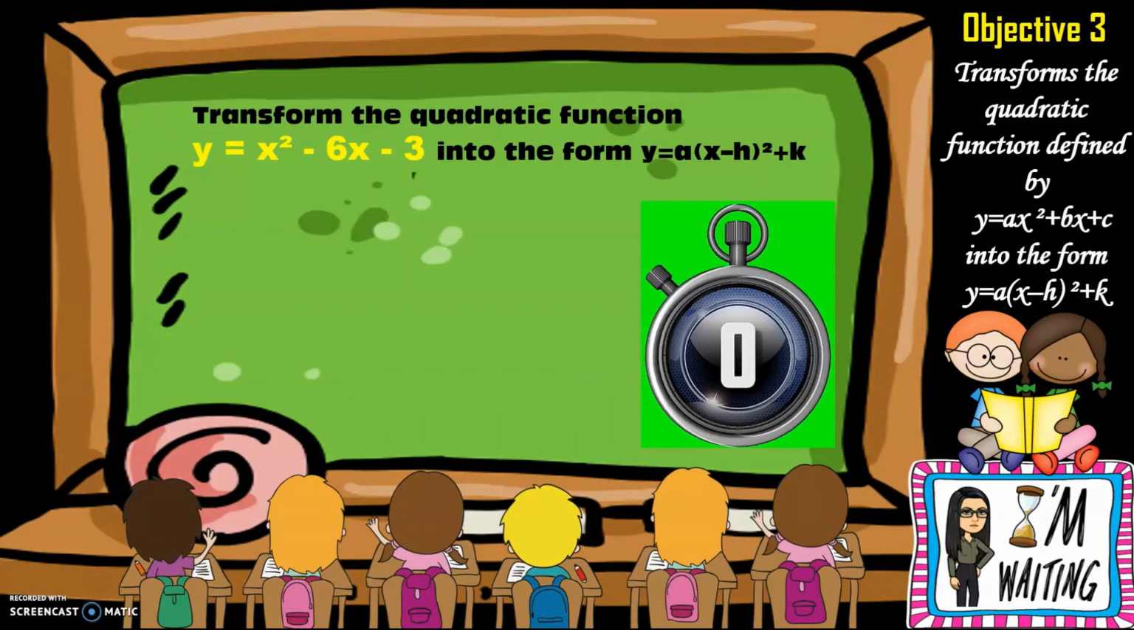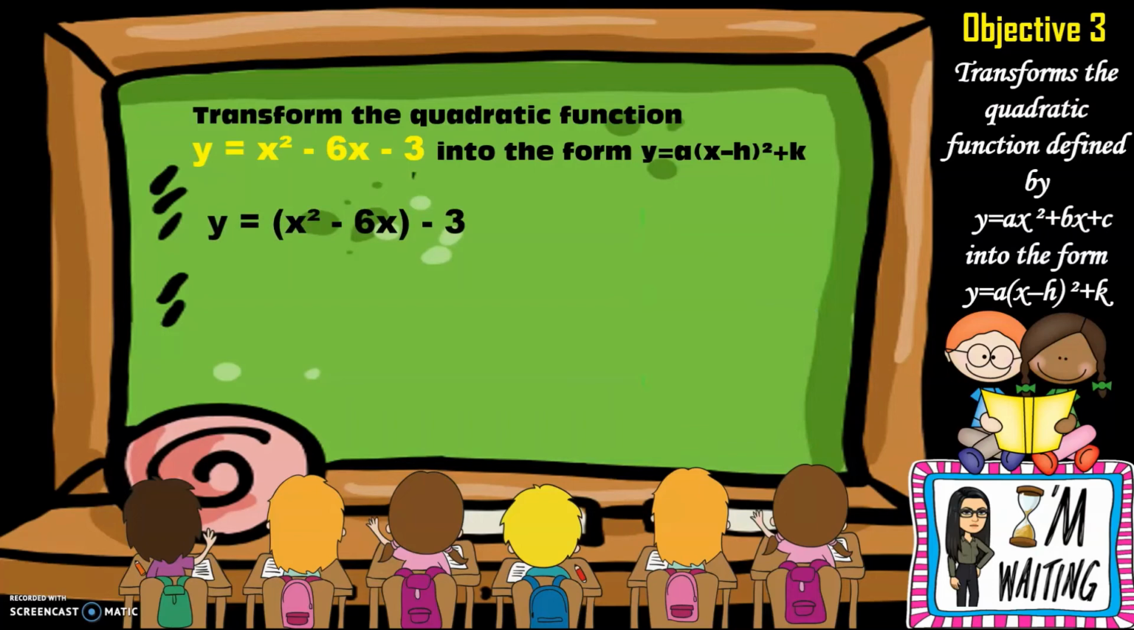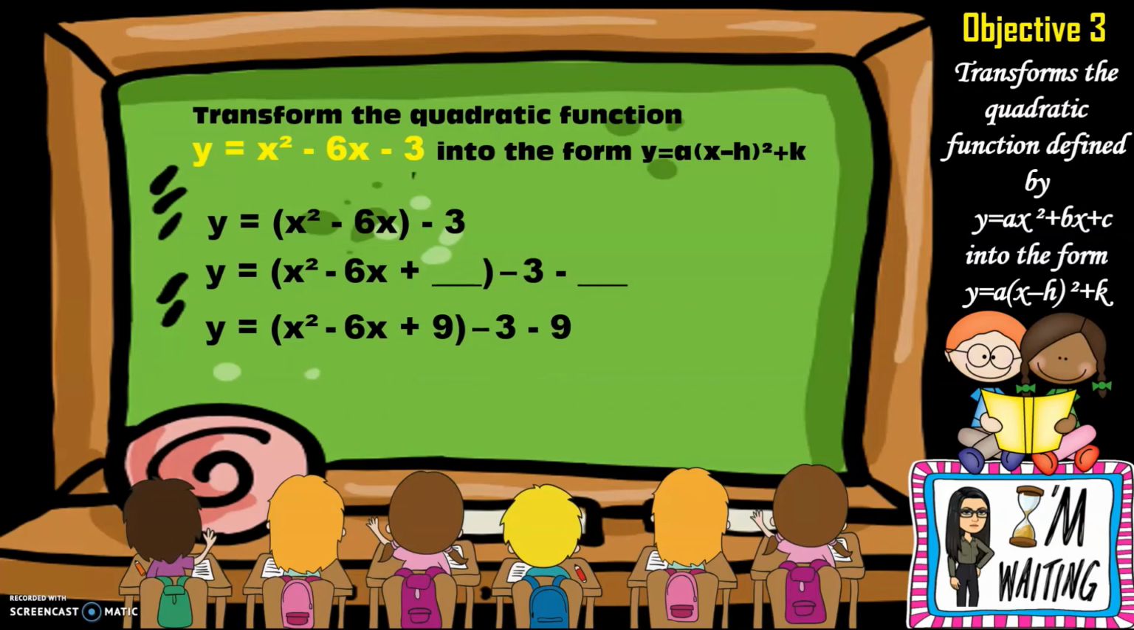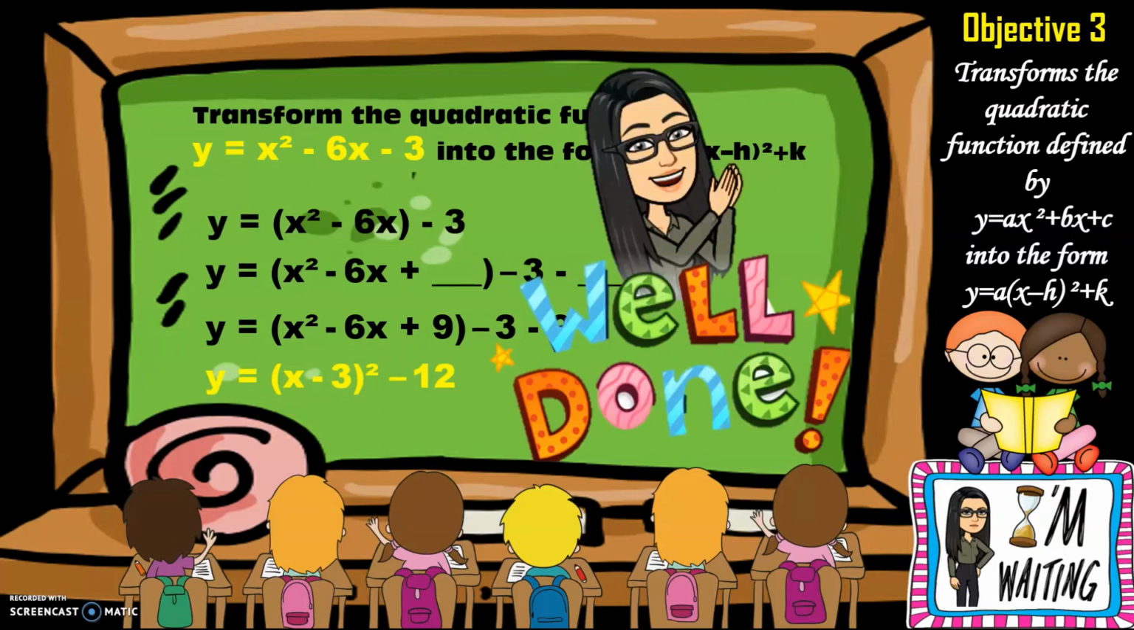Time's up. Let's now check your answers. So first step, we need to group the terms containing x. Next step, we need to add and subtract the value of negative b over 2 squared, and that value is 9. And for the last step, make it a square of a binomial. So did you get it correctly? Well done!